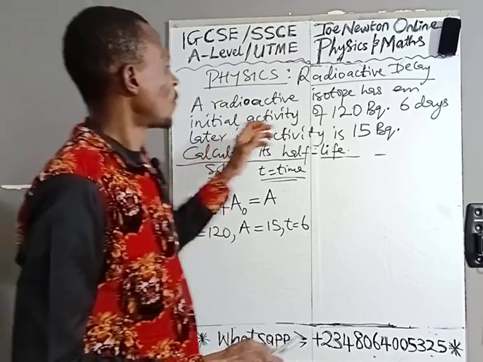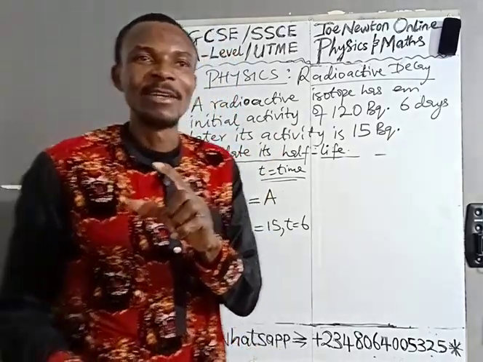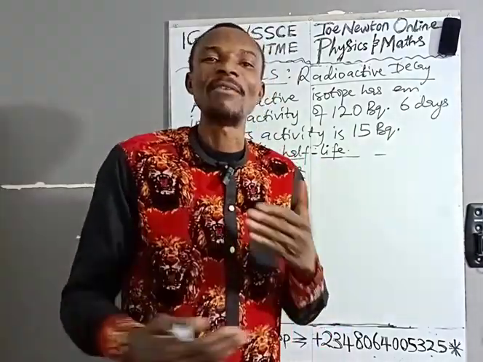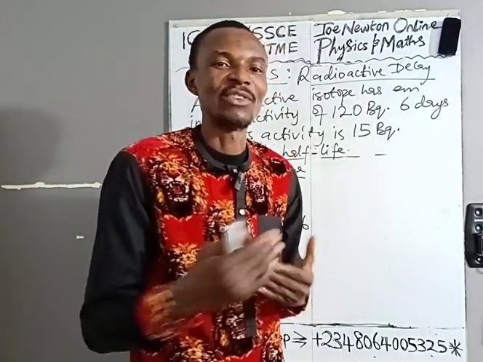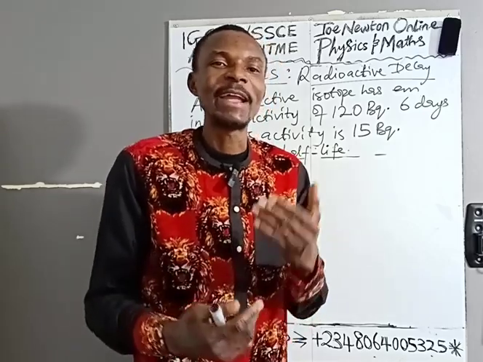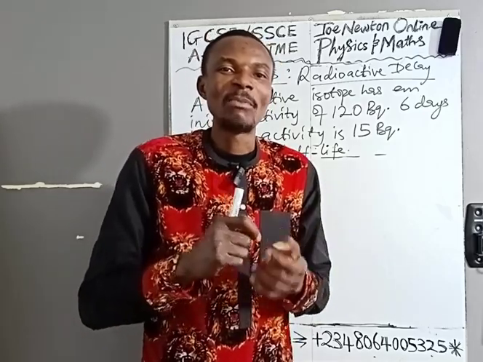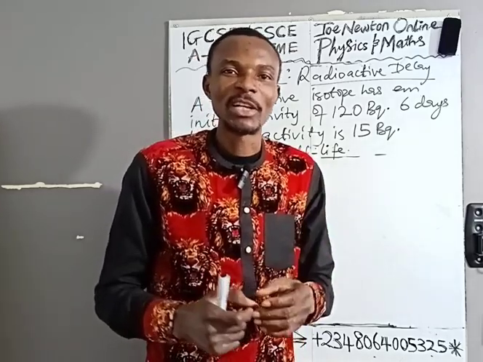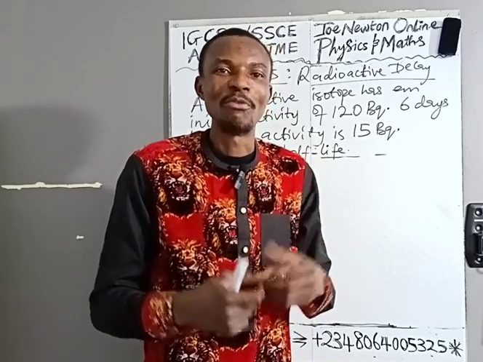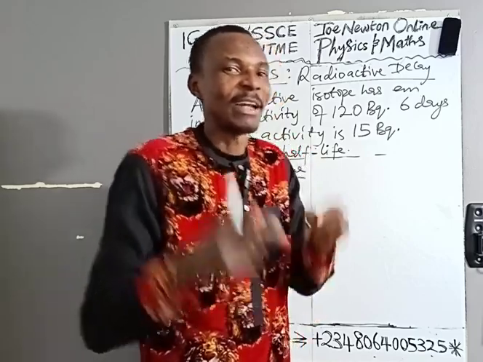Then we have to find n first. That is the number of half-lives that pass within the activity of that radioactive isotope. So we have to find n first. When we find that number of half-lives, symbolized with n conventionally, we will be able to find the half-life of that radioactive element.